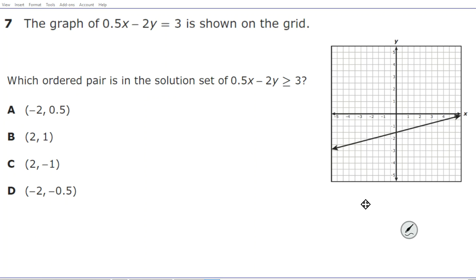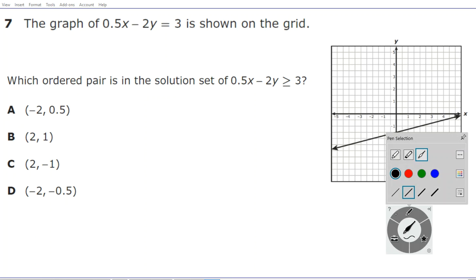Alright, let's take a look at question number 7. It reads, the graph of 0.5x minus 2y equals 3 is shown on the grid. So we have the graph of this equation here. Question: which ordered pair is in the solution set of 0.5x minus 2y greater than or equal to 3?